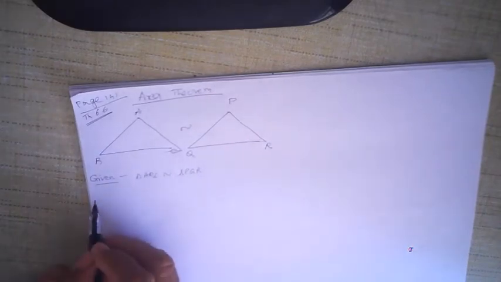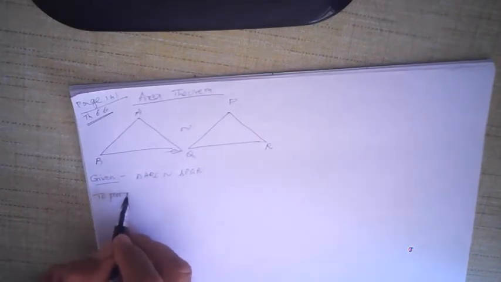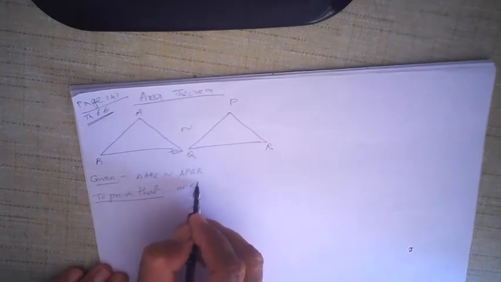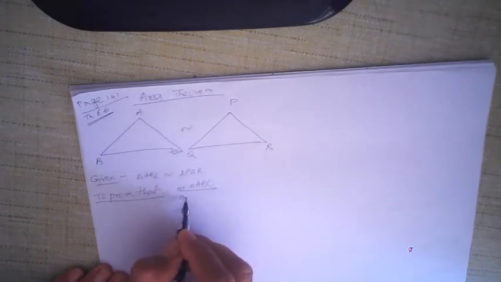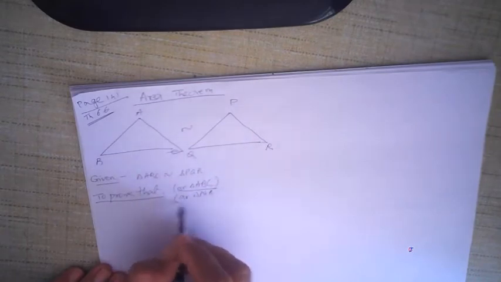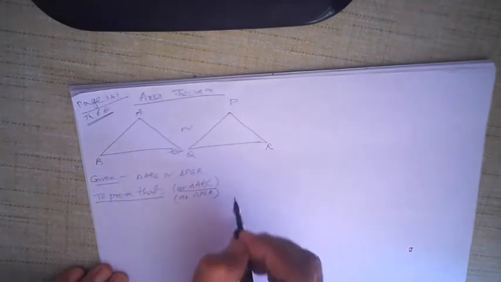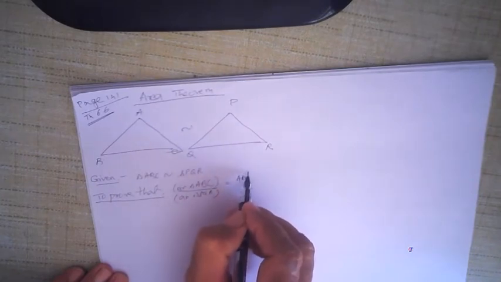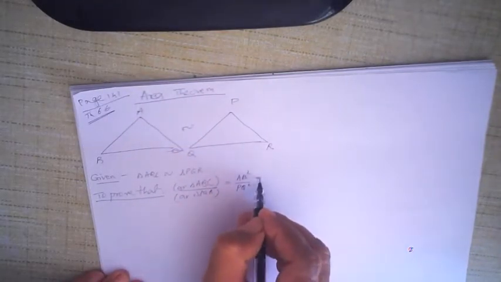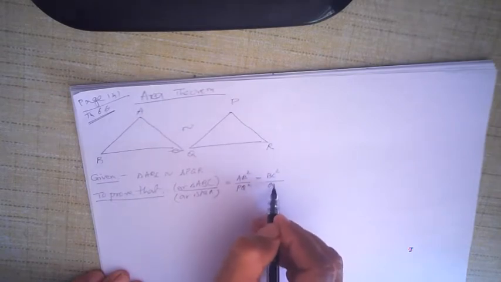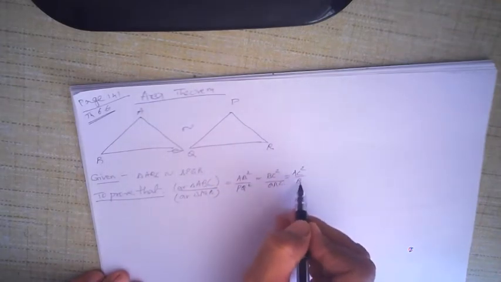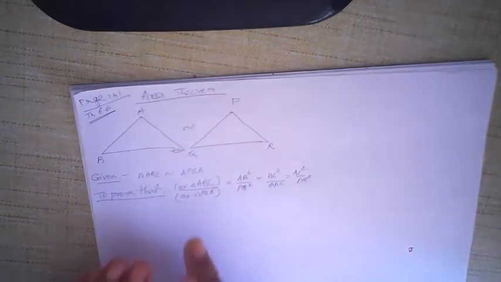What are we supposed to prove? To prove that the area of triangle ABC upon the area of triangle PQR, that is the ratio of two similar triangles, is equal to AB square upon PQ square, which is equal to BC square upon QR square, and that is equal to AC square upon PR square. Okay, that means in words, what does it mean?